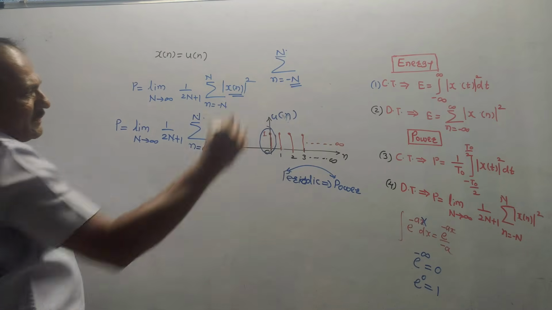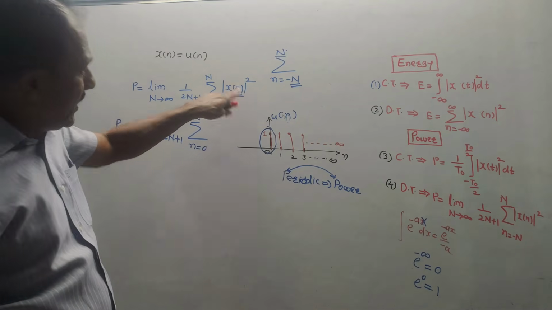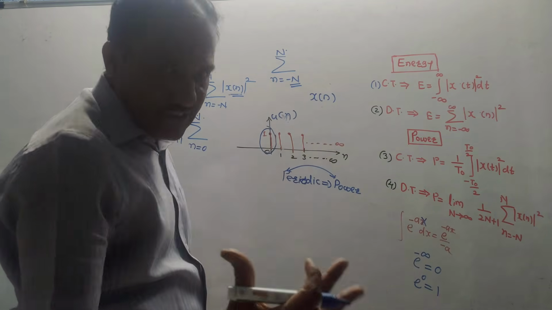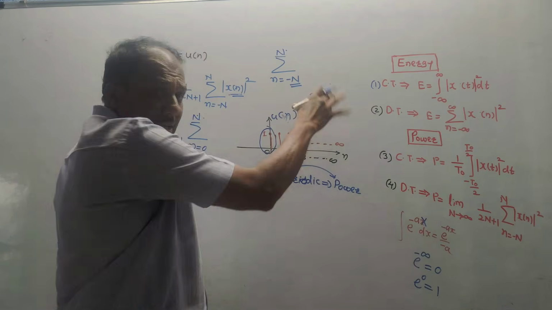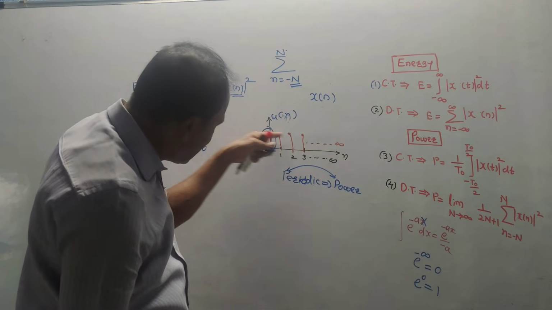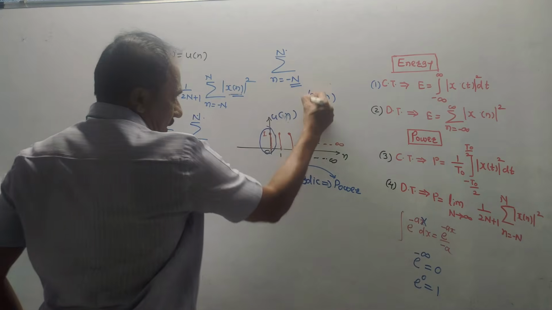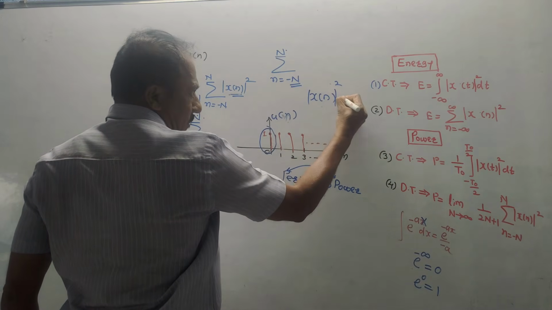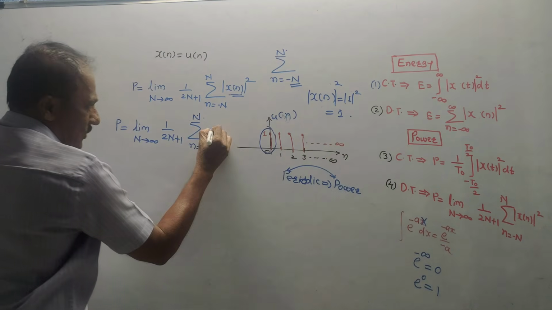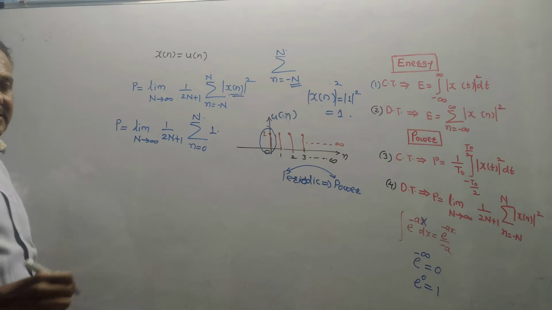Now inside the summation we have mod of x of n square. Do remember x of n or x of t, these are notations. So the value of x of n means the amplitude of the given signal. The amplitude of the given signal is 1. So if I want to calculate mod of x of n square, that means mod of 1 square, which is equal to 1. So inside the summation I will write the answer 1.